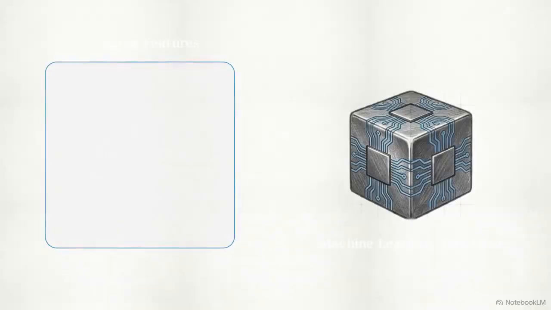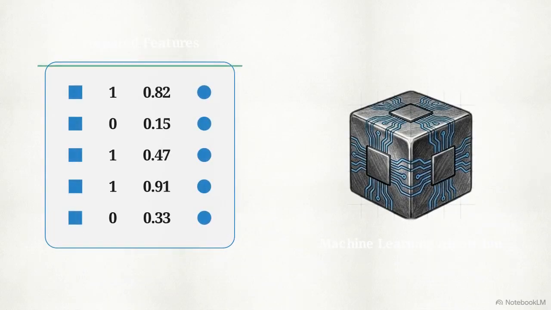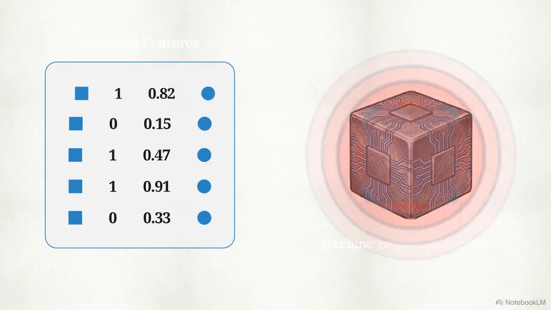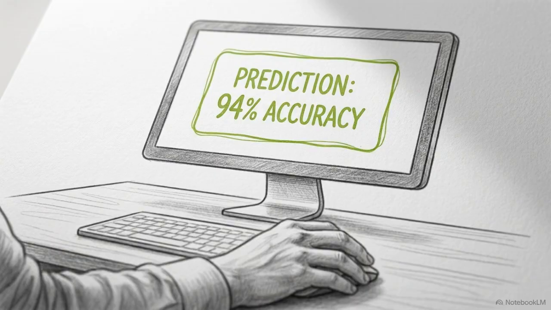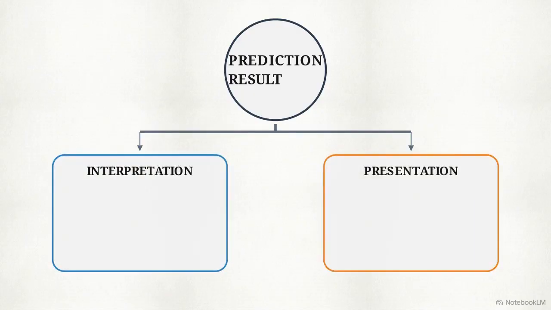Now our data is visualized, cleaned, and mathematically formatted. It is ready to be fed into the machine learning algorithm, the actual cooking phase. But getting a prediction out of that algorithm is not the end of the job. Once the model spits out an answer, we have to handle those results through two final steps: interpretation and presentation.